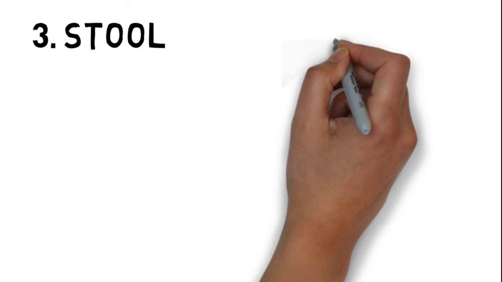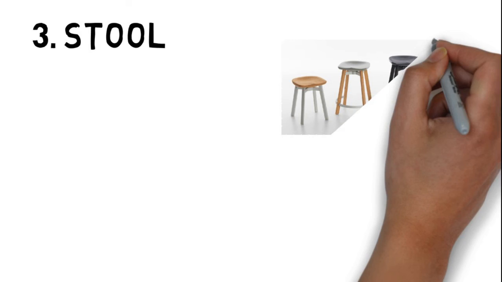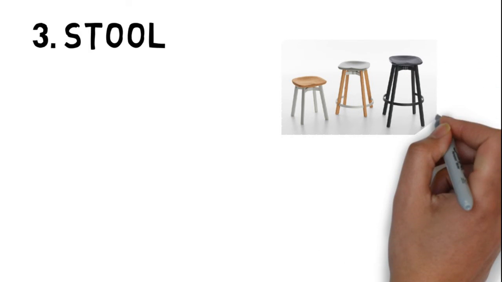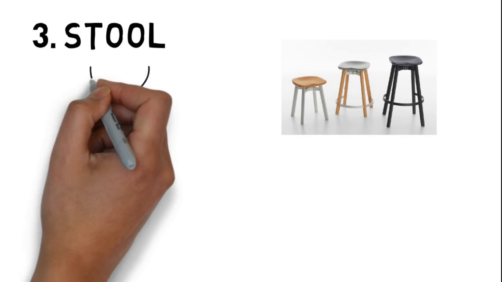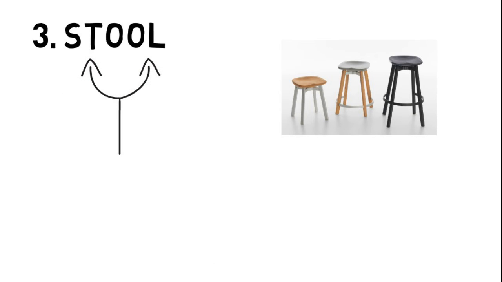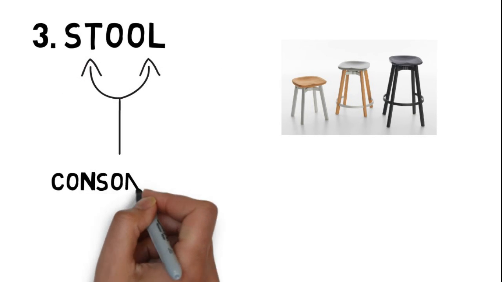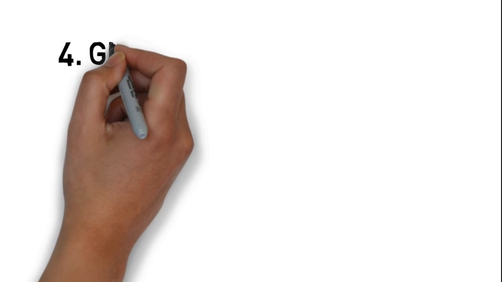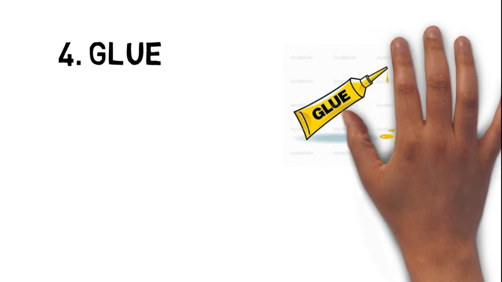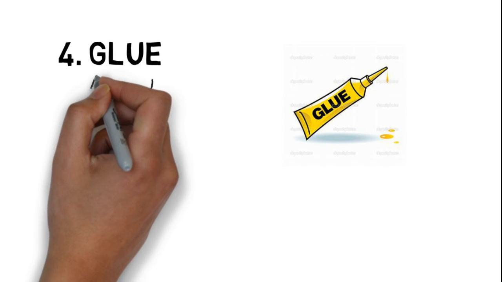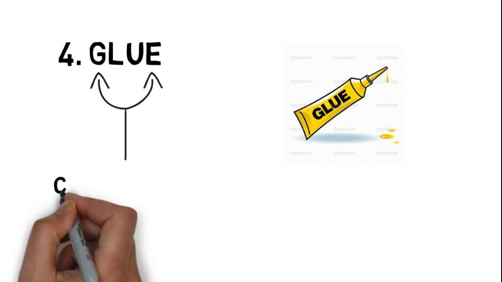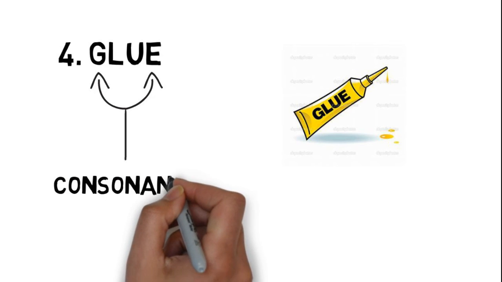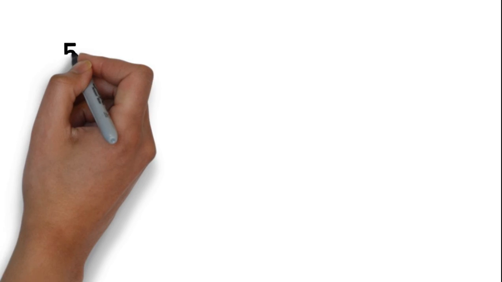Number 3. S-T-O-O-L, stool. Now letter S, T and L are considered as consonants. Number 4. G-L-U-E, glue. Now the letters G and L are considered as consonants.